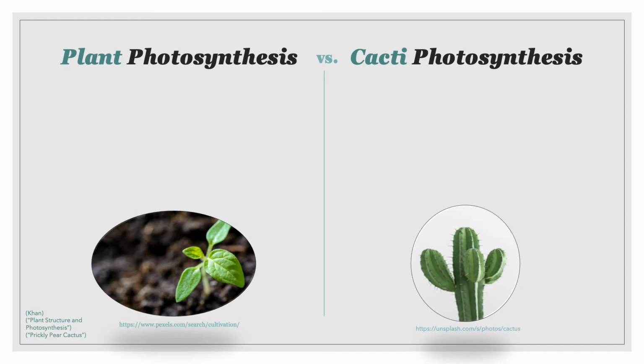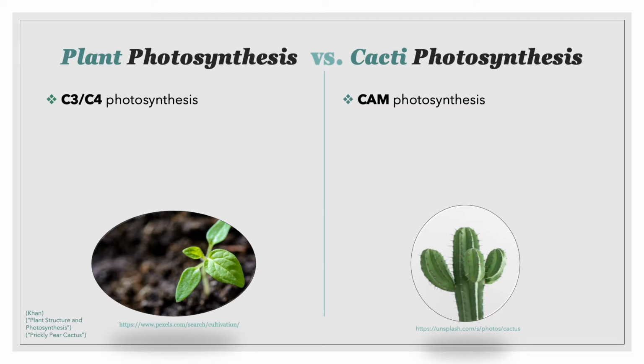Now, what are the key differences between plant photosynthesis and cacti photosynthesis? Well, first off, plants either use C3 or C4 photosynthesis, which both involve the diffusion of carbon dioxide into their stomata, which are holes present in their leaves. On the other hand, cacti specifically use CAM photosynthesis, which, according to Kahn, stands for crassulacean acid metabolism photosynthesis.